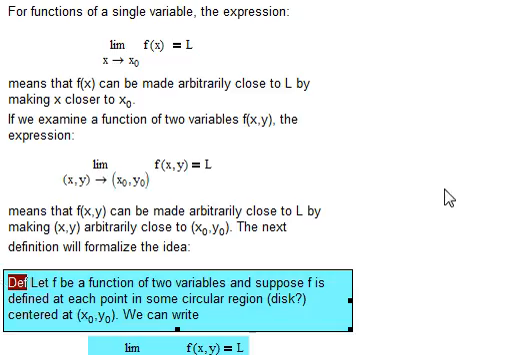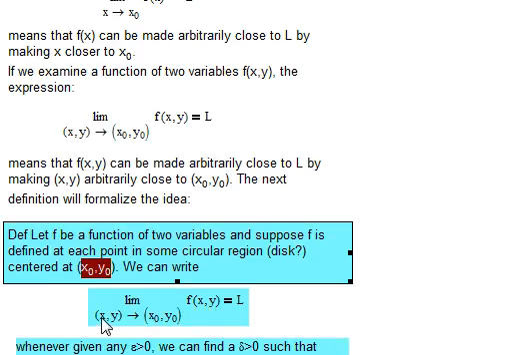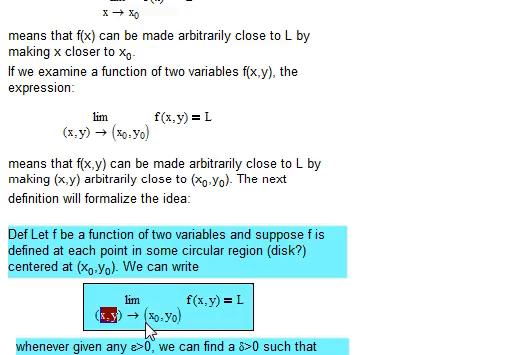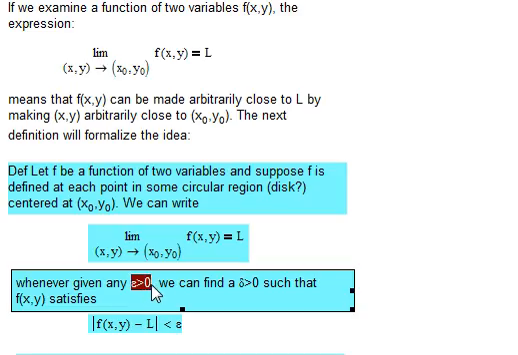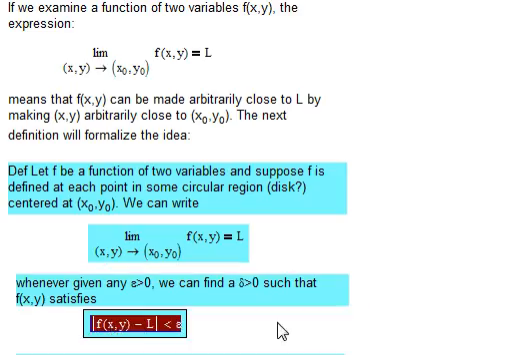So, definition: let f be a function of two variables, and suppose f is defined at each point in some circular region, sometimes we call it a disk, centered at the point x sub 0, y sub 0. Then we can write the limit as xy approaches the center of that disk, x sub 0, y sub 0, of f of xy equals L, which means whenever we're given a positive epsilon, we can find a positive delta such that the absolute value of f of xy minus L is less than epsilon.